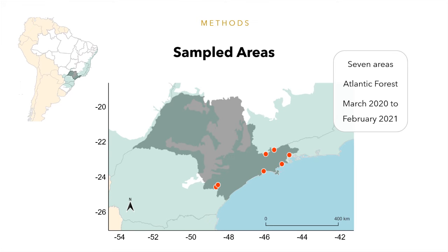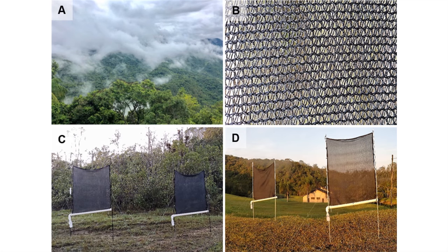Between March 2020 and February 2021, we conducted field sampling in 7 areas in the Atlantic forest, in the southeast of Brazil, a hotspot of the world's anuran amphibian diversity. Here, Figure A shows the Atlantic forest biome. The elevated areas we sampled were nebular forests, where the fog occurs frequently.